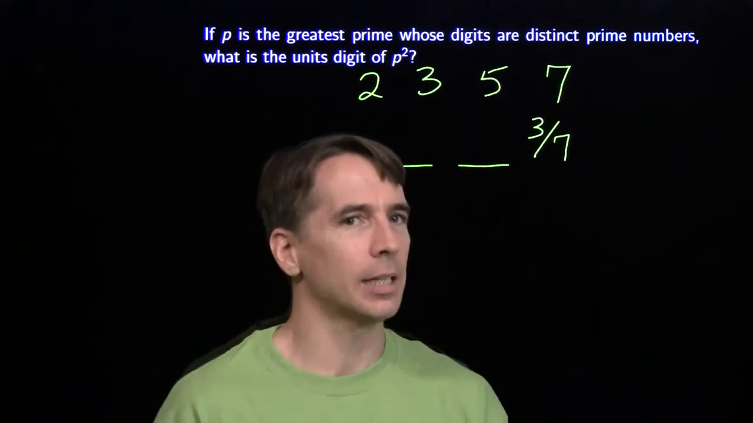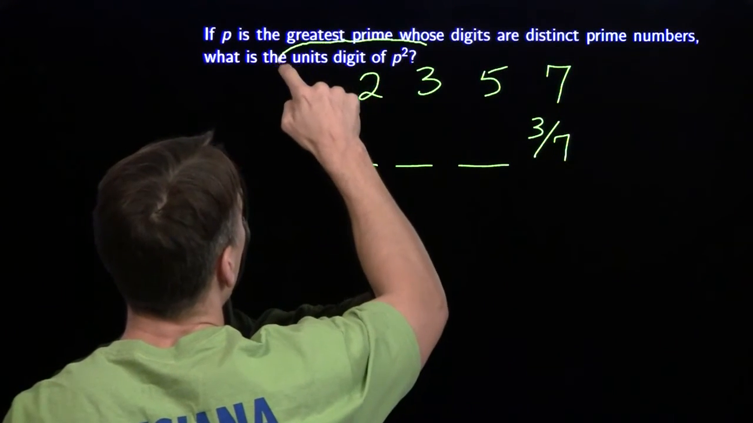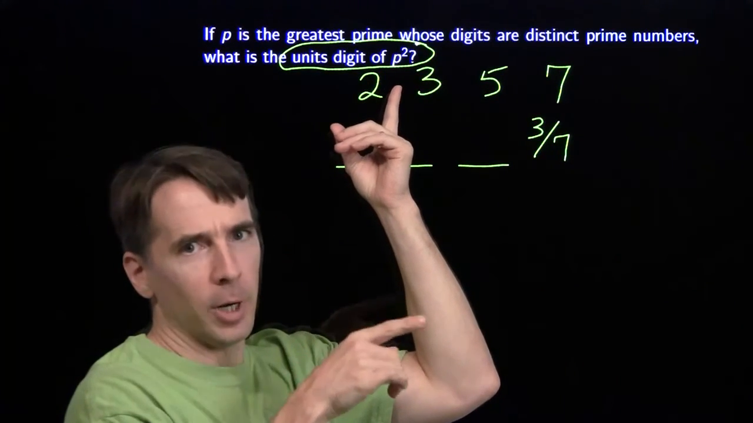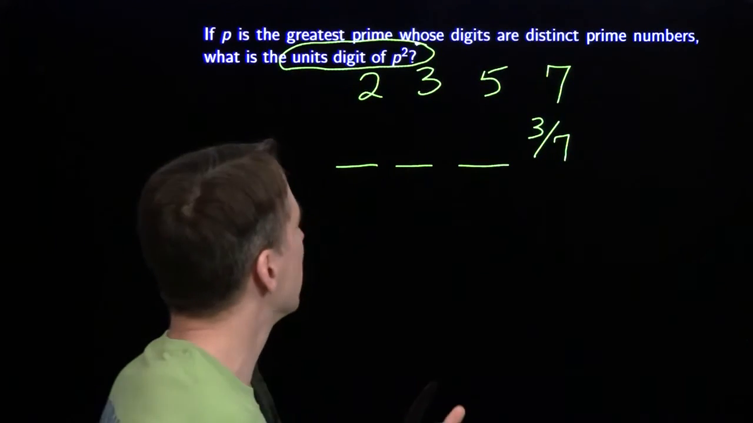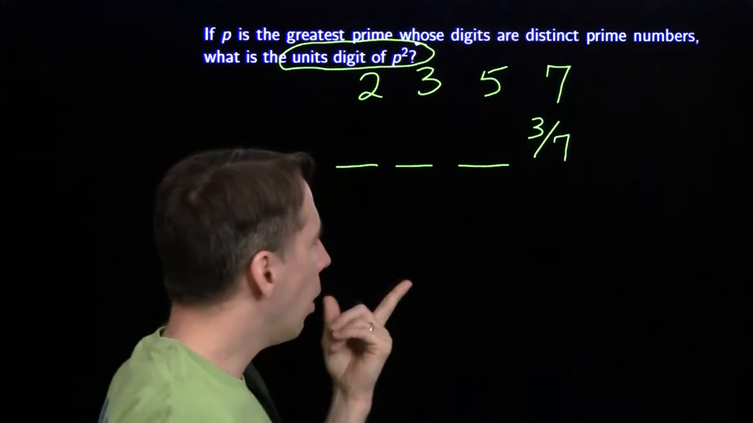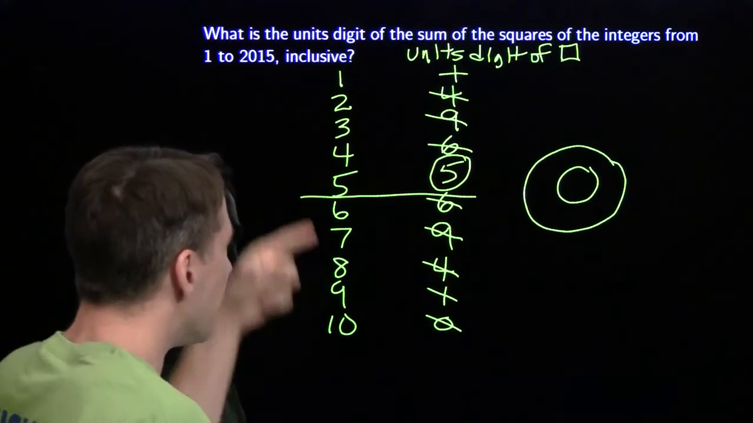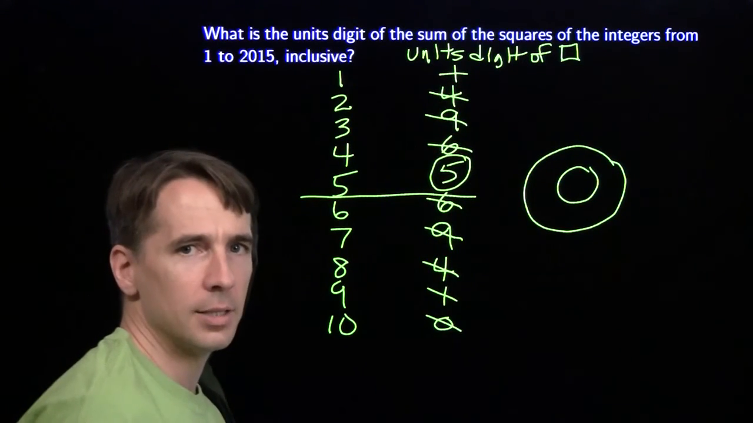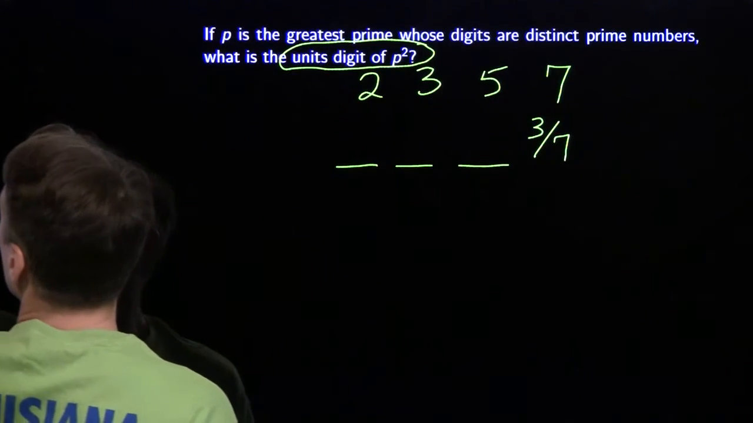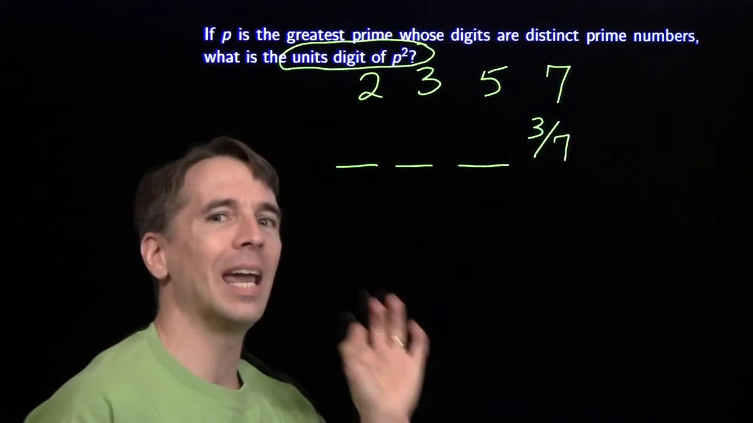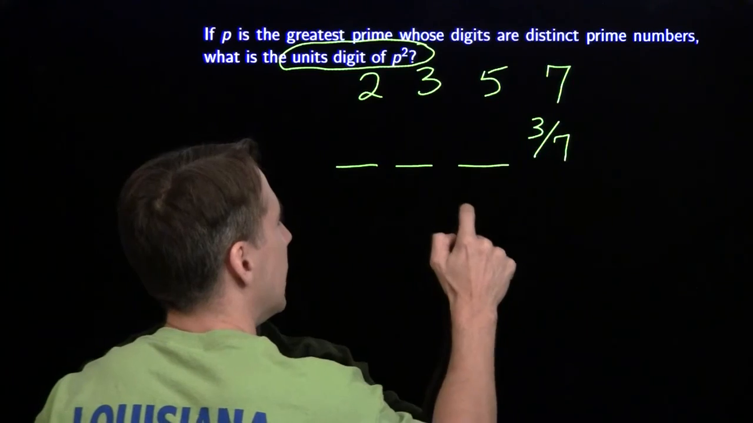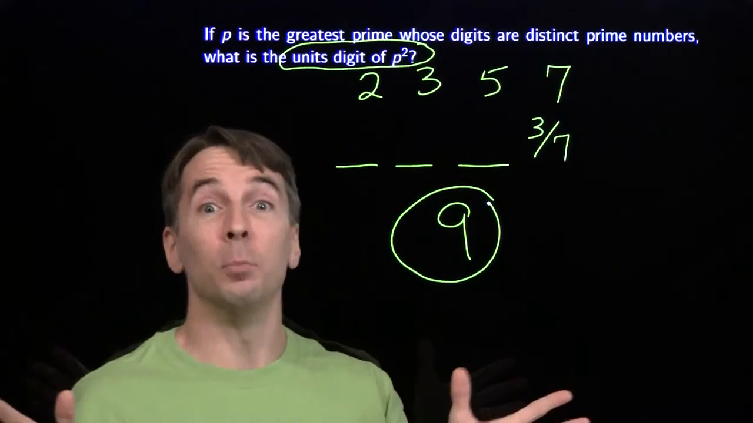Or we could be strategically lazy and keep our eye on the ball. We only care about the units digit of P squared. And I really want to go get some pie, so I want to find a faster way to do this. I care about the units digit of what I get when I square this. Well, I already know from way back here, if I square something that ends in 3, I get something that ends in 9. If I square something that ends in 7, I also get something that ends in 9. So you know what? I don't care what the prime is. I know it ends in 3 or 7. Either way, when I square it, it ends in 9. And it is time for me to go eat some pie.